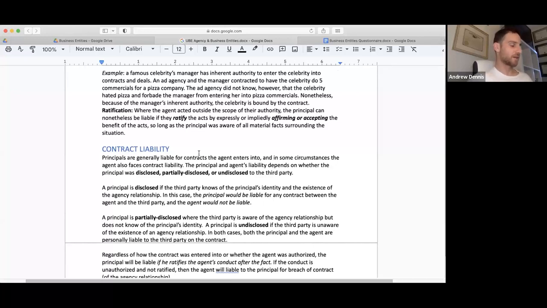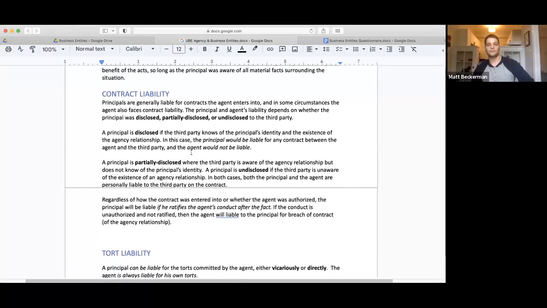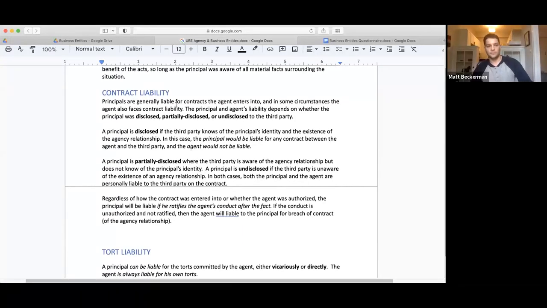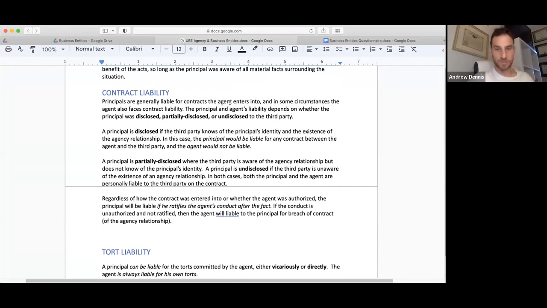It's similar to contracts where a minor can enter into a contract and then ratify it upon reaching the age of majority. Principals are generally liable for contracts the agent enters into on the principal's behalf. And in some circumstances, the agent also faces contract liability. The principal's and the agent's liability depends on whether the principal is disclosed or undisclosed.